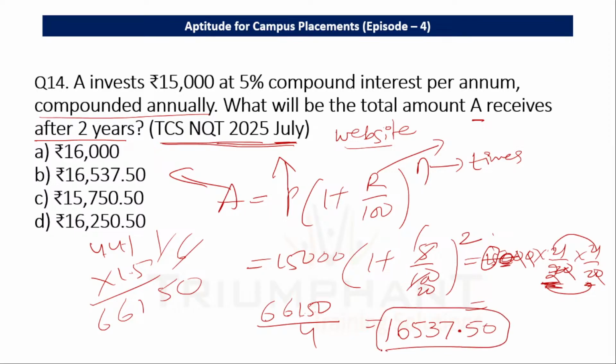So it is 16,537.50, which is option B. Yes, as the majority said yes.